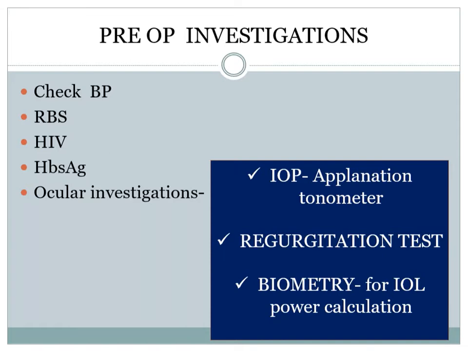But if the intraocular pressure is say 40, 50, and then you take the patient up for surgery and open, suddenly there is giving way of the blood vessels, and hence it again leads to this dreaded intraoperative complication called expulsive hemorrhage. So that is the reason you have to control intraocular pressure also. Another very important investigation is your regurgitation test, and finally biometry for calculating the IOL power. We will see each of these in detail now.